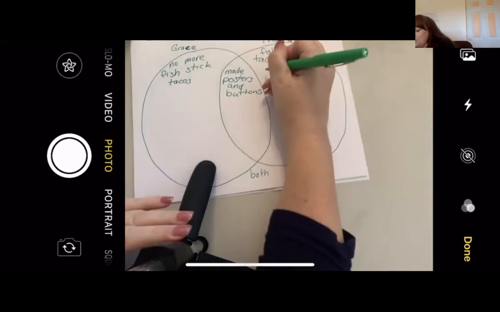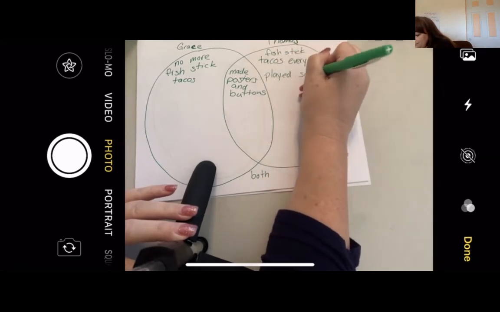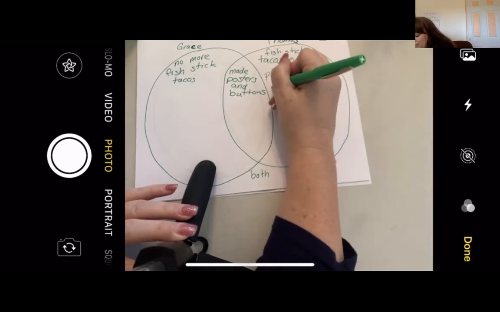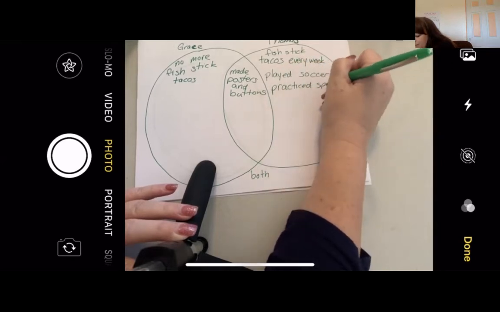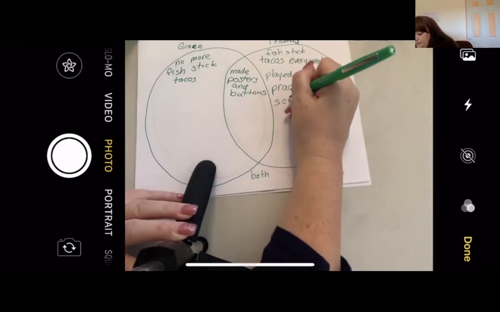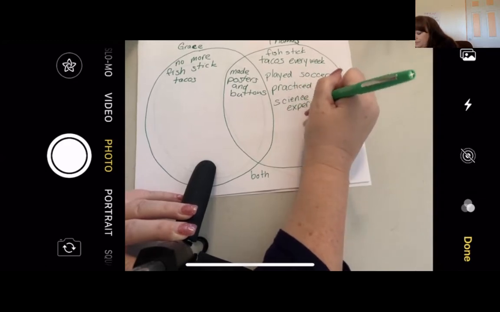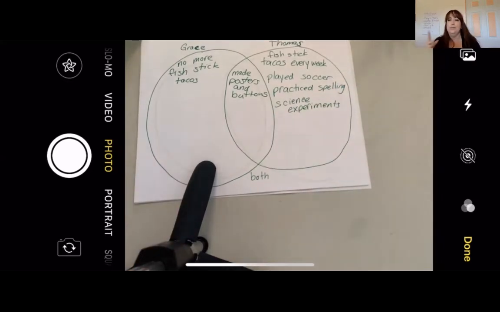Right. After school, he played soccer. At recess, he practiced spelling. And what did he do at lunch? I mean, at lunchtime, I eat lunch, but he did a science experiment. Yes? Okay. So he was using his free time for himself. Now, how did Grace look at that? What was her point of view?